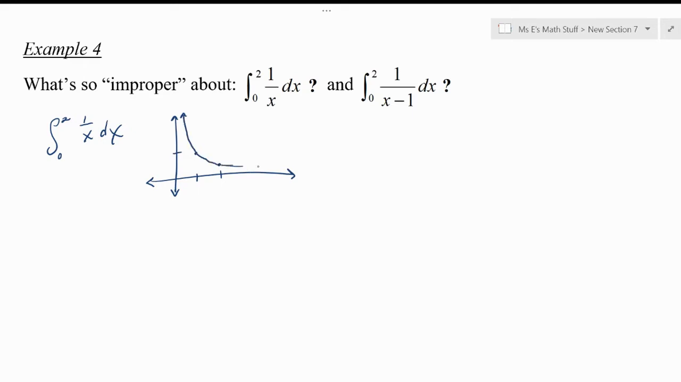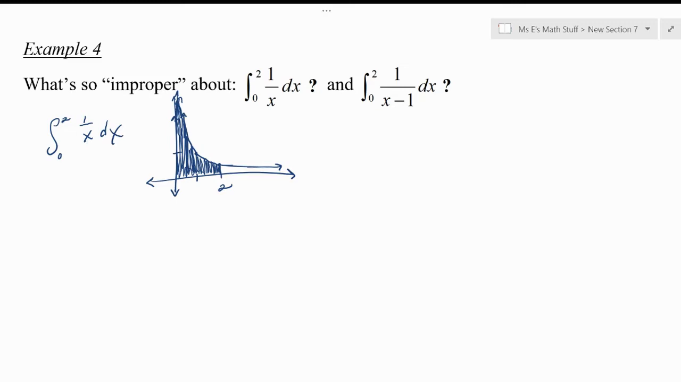So here is a half of the graph of y equals 1 over x. And the region described by this integral, starting at 0 and stopping at 2, is not fully enclosed. You can kind of see, even though the graph gets infinitely close to being closed out, there will always be, in a way, a little leak in the graph.